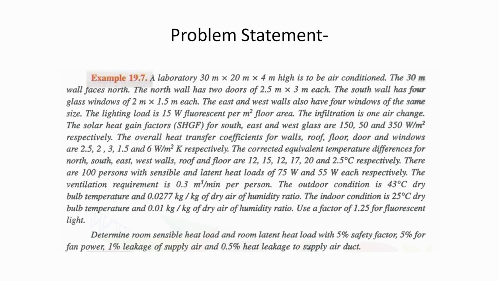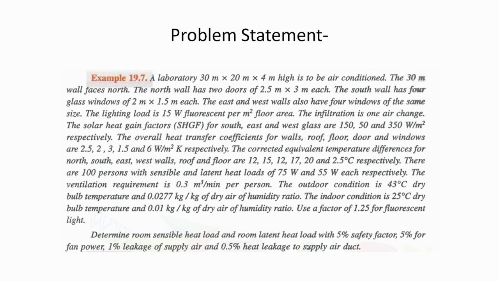Now the solar heat gain factors, which are given for the south, east and west glasses, are 150, 50 and 350 watt per meter square respectively. Now what is the sensible heat gain factor? It is the sensible heat gain from the solar light into the room, and that is called sensible heat.